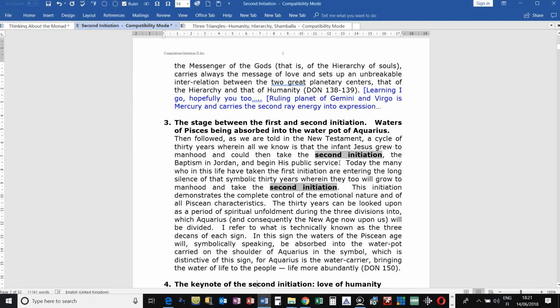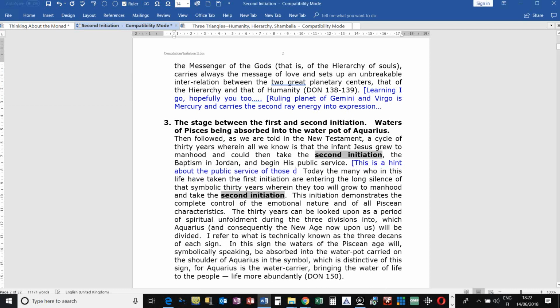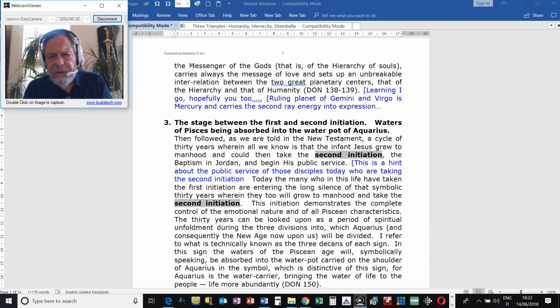Now here's a hint. This is a hint about the public service of those disciples today who are taking the second initiation. And so, you see people emerging as maybe teachers or servers on the political line or in the financial field or whatever. It could be an indication that their relatively selfless presentation and service indicates that they have taken the second degree. Today, the many who in this life have taken the first initiation are entering the long silence of that symbolic 30 years wherein they too will grow to manhood and take the second initiation.